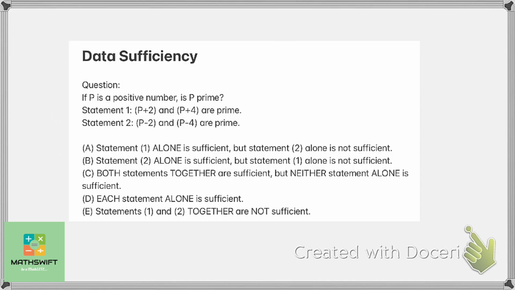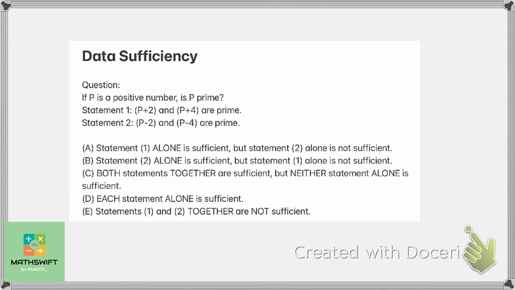Now coming back to the question in hand, the only information that we have been given here is that p is a positive number, but we know that every positive number is not prime. It can be composite or it can be one which is neither composite nor prime. So clearly this information is not sufficient for us to be able to answer the question. What question? Is p prime? We need some more data to be able to do so.